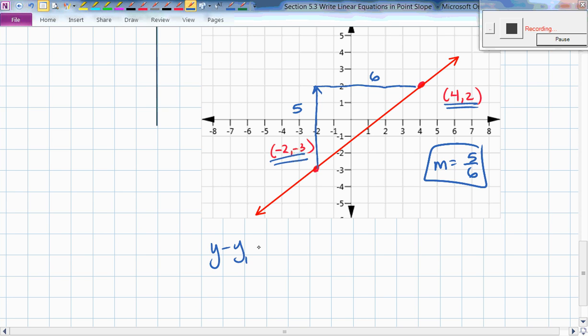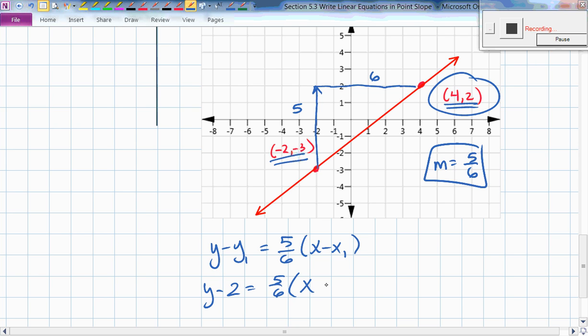I got y minus 2 equals 5 over 6 times x minus 4. All right, so he chose this one over here, right? The (4, 2). So that would be y minus 2 equals 5 over 6 times x minus 4. Who got that for an answer? Put your hands up. About 13 or 14, 15 people got that one.